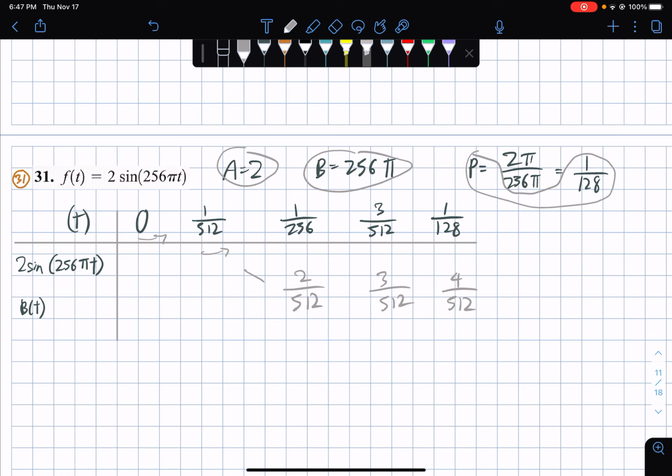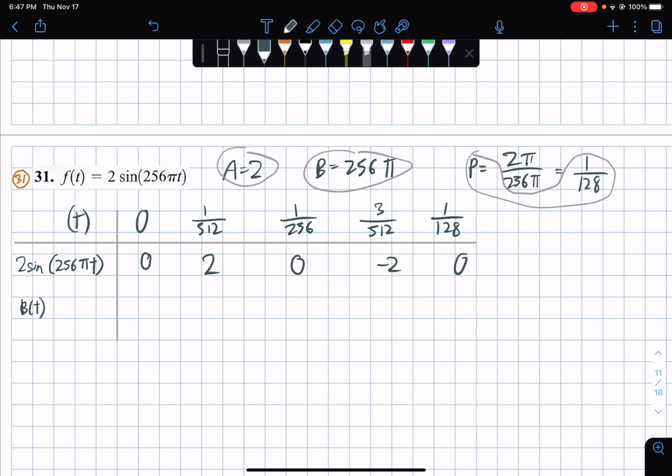So yeah, the t variables tend to just be simplified, but you don't have to. They're still equal to each other, so there's not too much strictness in that regard. So the t variables have to be multiplied to 2 sine 256 pi. So we get the following: 0, 2, 0, negative 2, 0.